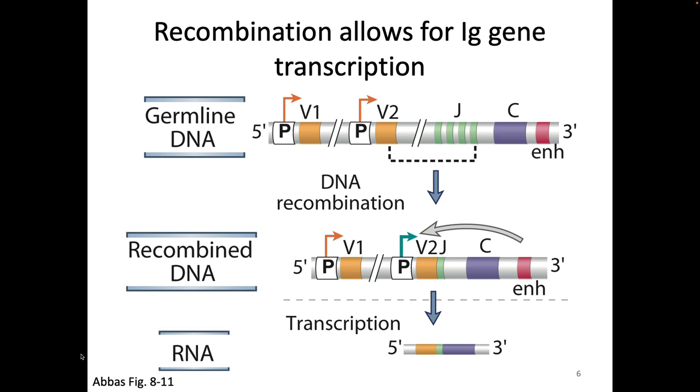However, when we actually cut out all the DNA in the middle and put these segments of DNA together, now the promoter is much closer to that enhancer. We can actually start to get interactions and we can get transcription at this locus. So this is one thing that really allows us to get transcription here.